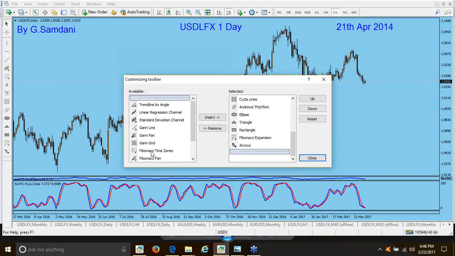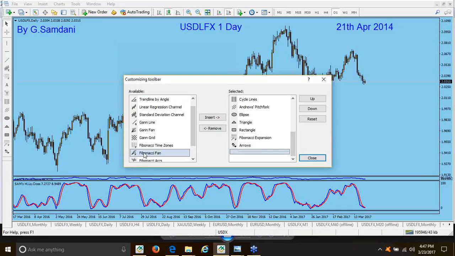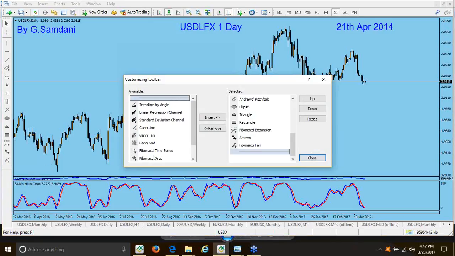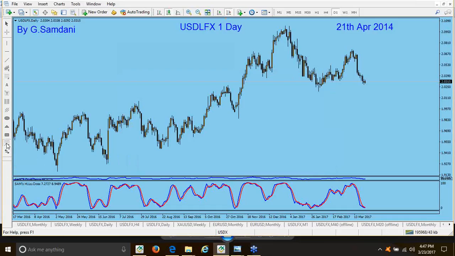For example, this, let's say Gann grid, right? Or Fibonacci fan, for example. I don't have it here, right? But I want it outside so I can use it. So what I'll do is Fibonacci fan, I highlight it and insert. It came here, right? Now close this window. Right here is the Fibonacci fan now. I don't want it, then I can just simply go there, Fibonacci fan, and I remove it. Okay, so it will just get out. So this tool also is hidden. You have to take it out.